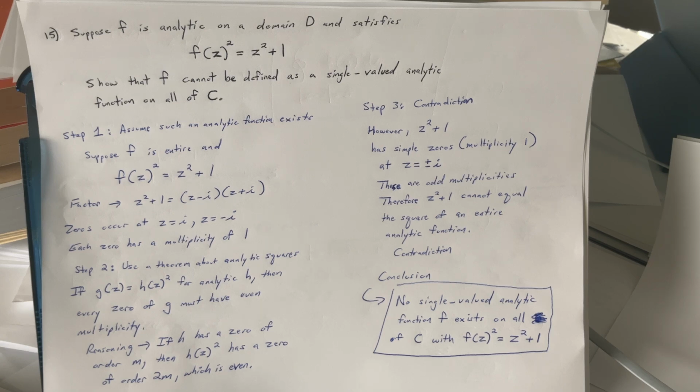So the conclusion is that no single-valued analytic function f exists on all of C with f of z squared equals z squared plus 1. Okay.